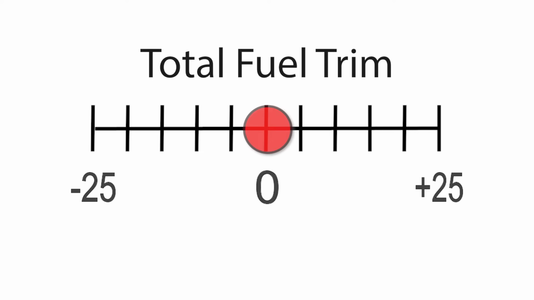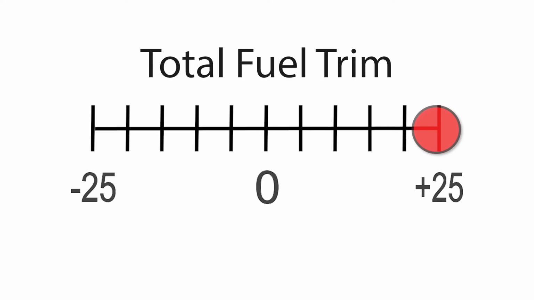Okay, so if the ECM detects the exhaust is lean, we're going to have to add fuel, and you're going to see this little red dot start to go more positive. Okay, so in this example, we're at plus 10. If we have a really lean exhaust, we'll have to go to plus 25. And on some vehicles, that may be maxed out for the fuel trim.